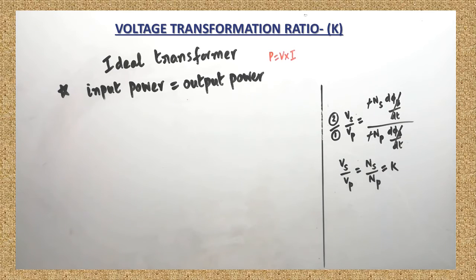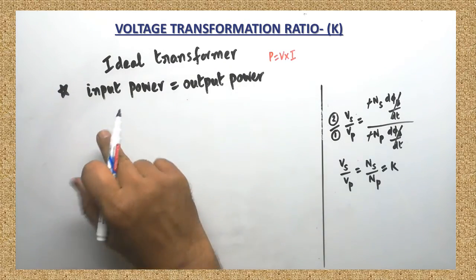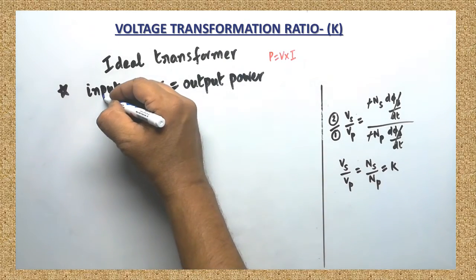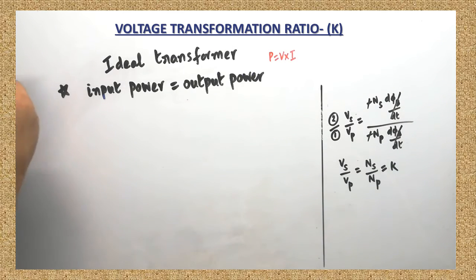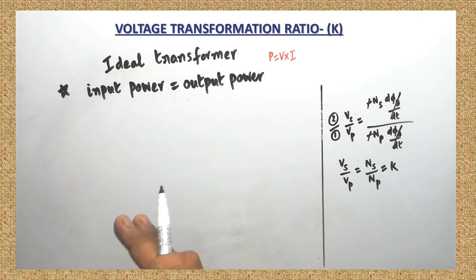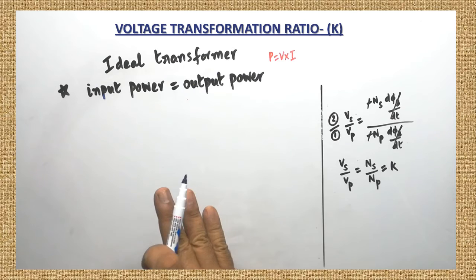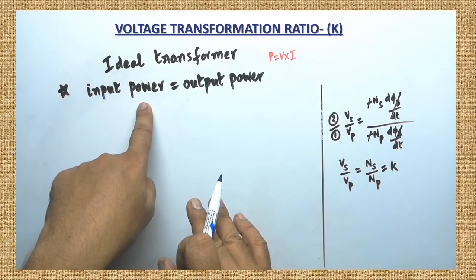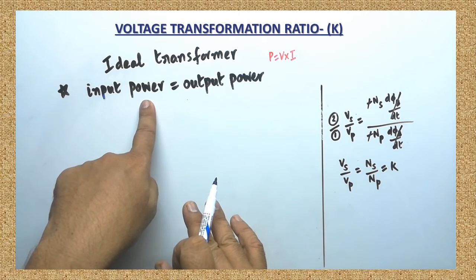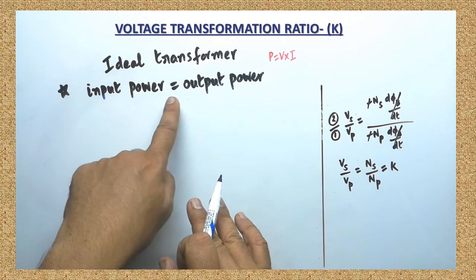Listen here, now we have to learn what is the ideal transformer. In the case of an ideal transformer, the input power, what is this? The input power will be equal to the output power. The power which is given in the input will be completely transferred into the secondary winding. The power which is given in the primary will be completely transferred into the secondary winding. That's why this equation could be written. So in the case of an ideal transformer, which two are equal? Input power will be equal to output power.